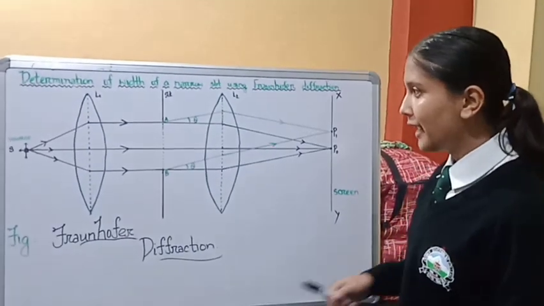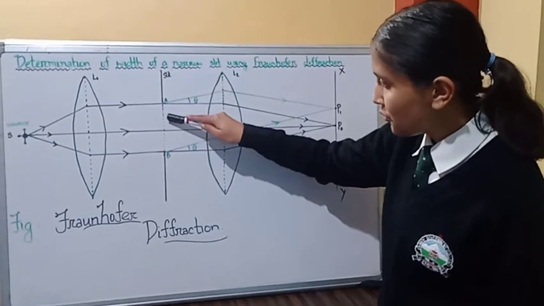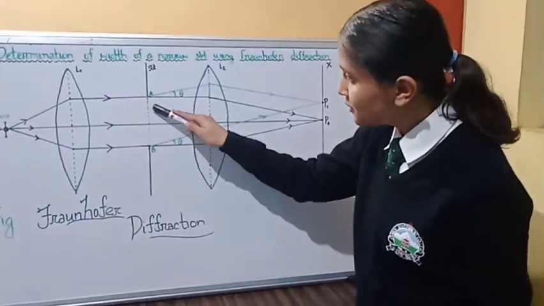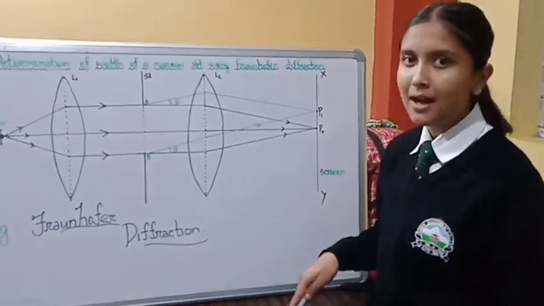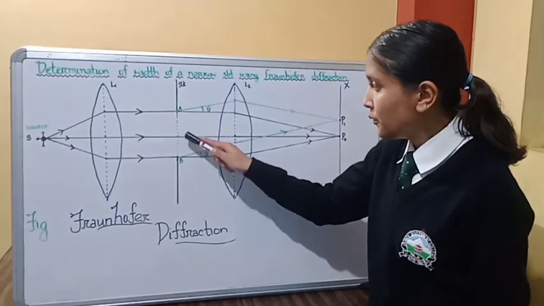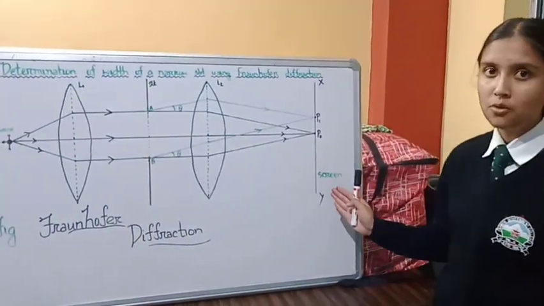Now when the light from the source falls on the slit, each point on the slit will act as a secondary source, and from these sources secondary wavelets are generated as shown. So these wavelets will interfere with each other, forming a diffraction pattern on the screen.